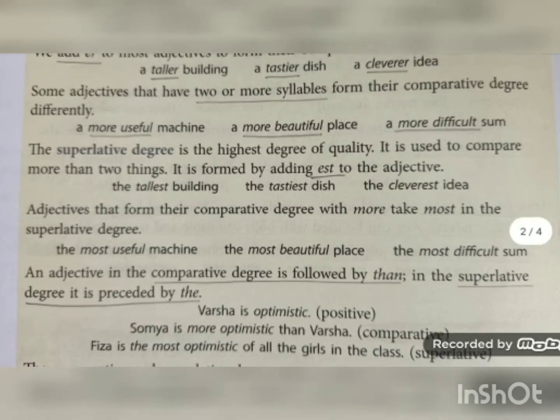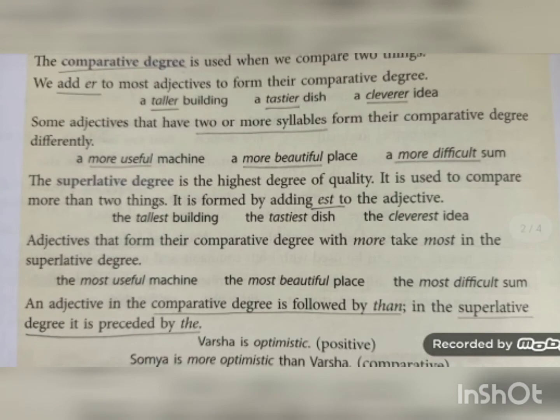For example, tall in positive degree, taller in comparative degree, tallest in superlative degree. Similarly, tasty in positive degree, tastier in comparative degree, tastiest. So we added est to the given adjective in order to change it to superlative. Next, clever in positive degree, cleverer in comparative degree, cleverest in superlative degree.